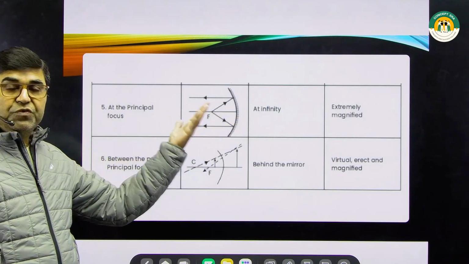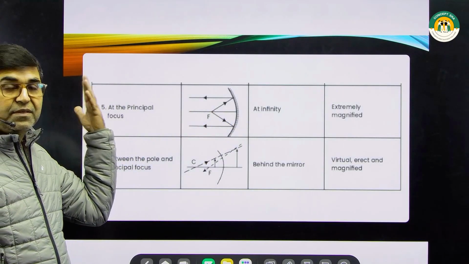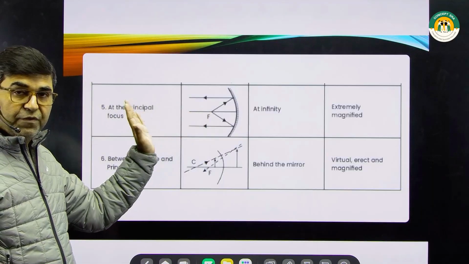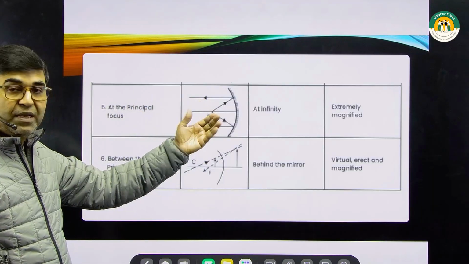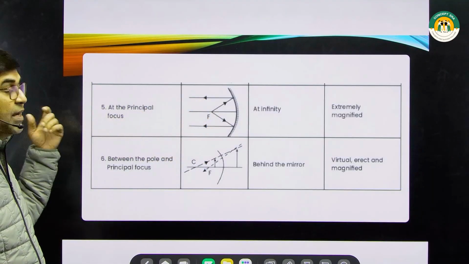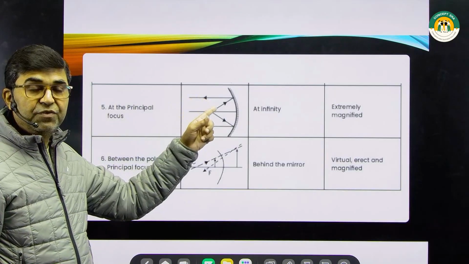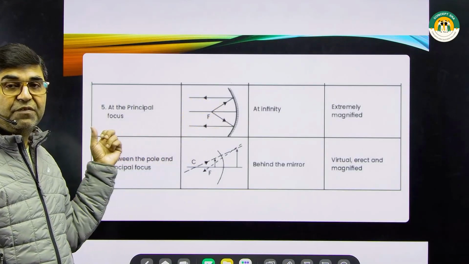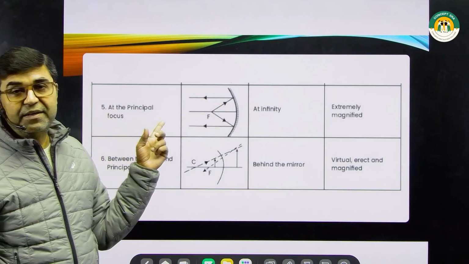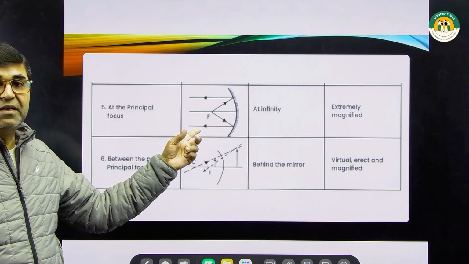Now the object moves to the focus, further towards the mirror. The image will move again away from the mirror, and if the object is placed at focus, the image will be formed at infinity, again real, inverted, and highly diminished.